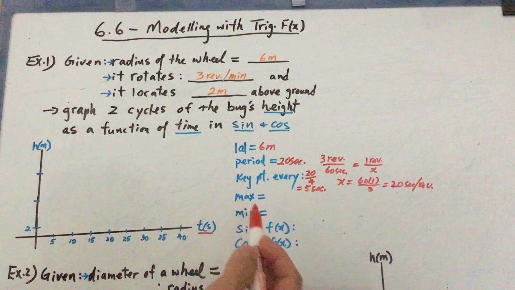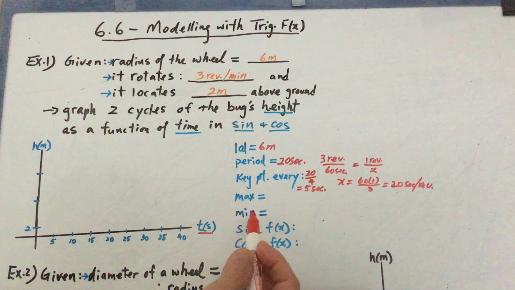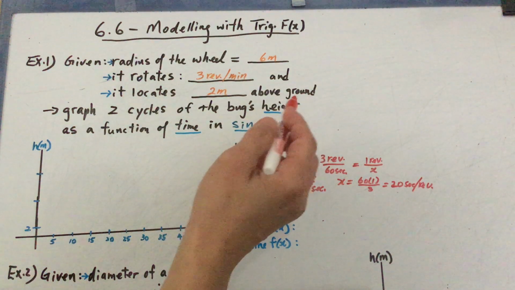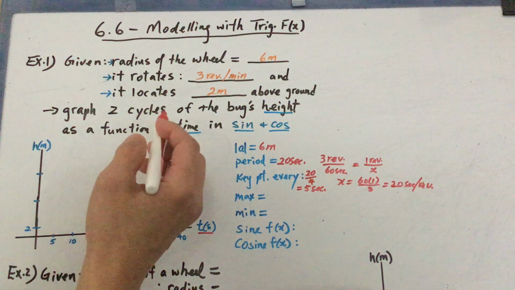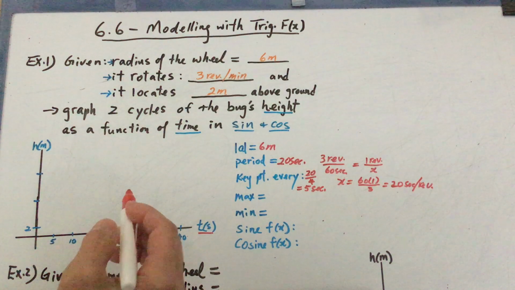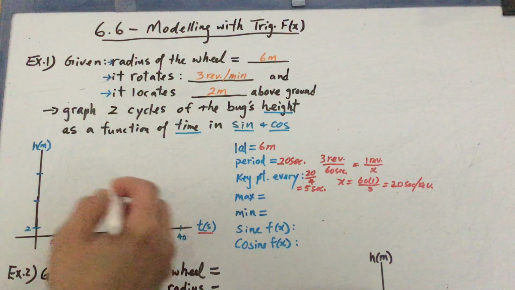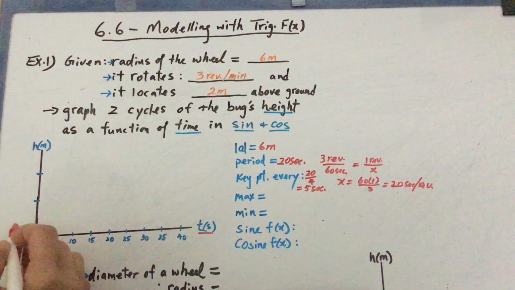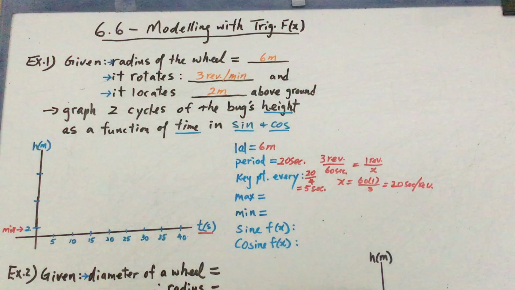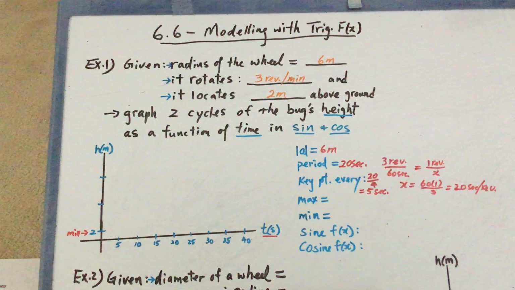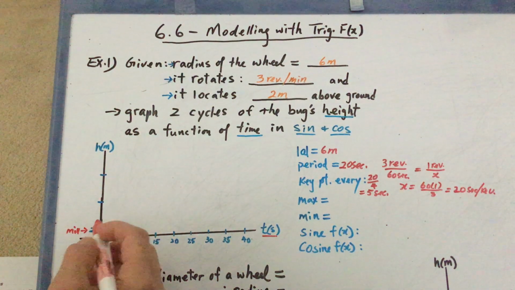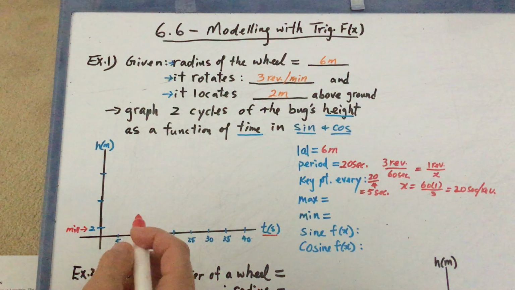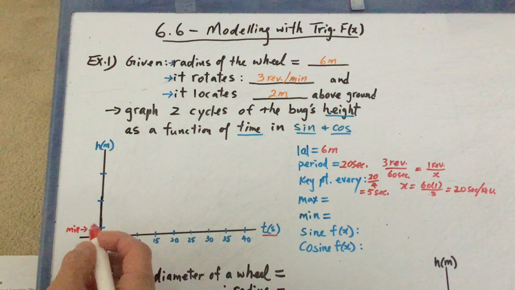Now, when it comes to the max and the min, think about the other information that we know, that the wheel is sitting 2 meters above ground. So that pretty much is the lowest point that this ladybug is going to reach. So we know that the 2 meters here has to be the minimum. Okay, so I want to show it to you here. So if this is the minimum, because the wheel, sorry, it's not the ladybug, it's the wheel that is located 2 meters above ground.